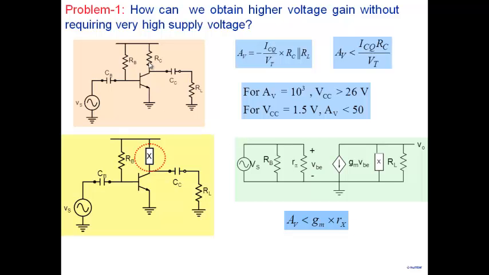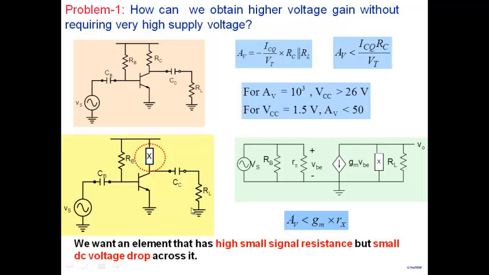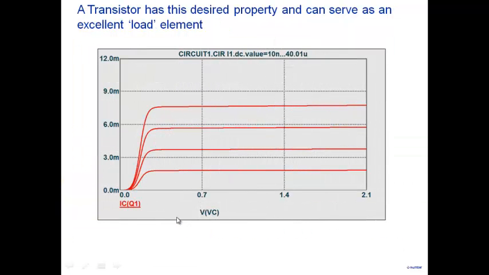Now with a resistor, obviously it's not possible. If you're looking for a large small signal resistance, you will require a large RC, and a large RC means a large drop. So a resistor does not satisfy this constraint. Which element can I put here such that it has very high Rx, but the DC drop across it is small? If we look for it, we find that the transistor is ideal for us.